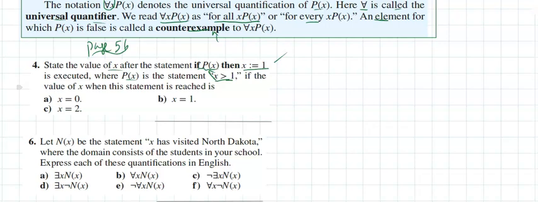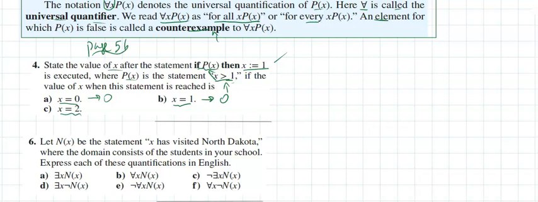If the value of x when this statement is reached is, say, x equals 0, well, you notice 0 is not bigger than 1. So since that's a false statement, this is going to yield a 0. B, x equals 1. So in this case, 1 is not greater than 1. We're going to get a 0 as well. This is false.